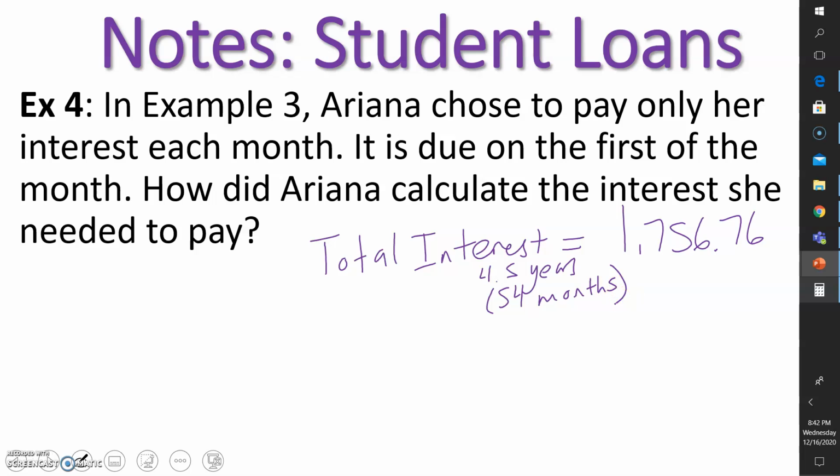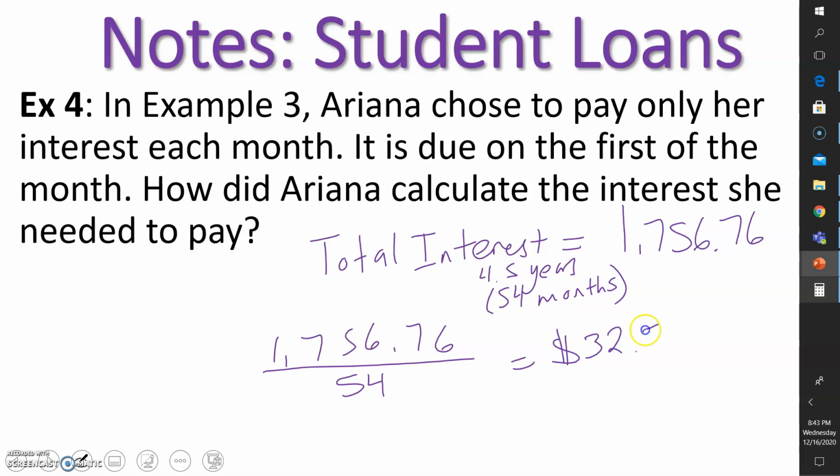We're going to take that amount and split it between 54 months. We divide it to figure out how much she has to pay every month so that the interest is fully paid off by the end of the grace period. And it looks like she will be paying just $32.53 every single month while she's in college and that 6-month grace period. And that will save her almost $1,000 in interest. It's not very bad, is it? A couple cups of coffee.